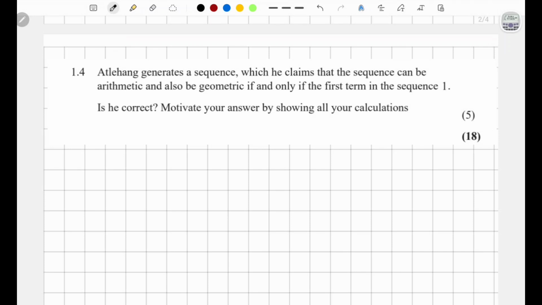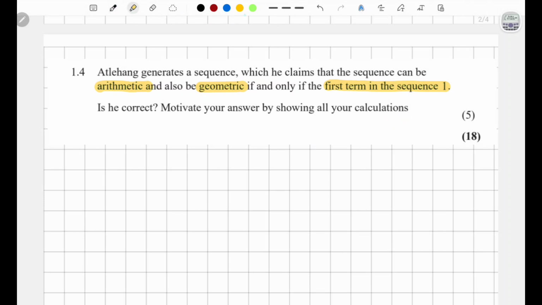Okay, so we are in the last question for question 1, which is 1.4, and it says, Atlehang generates a sequence, which he claims can be arithmetic and also geometric, if and only if the first term in the sequence is 1. And they're asking, is he correct? And you need to motivate your answer by showing all calculations.